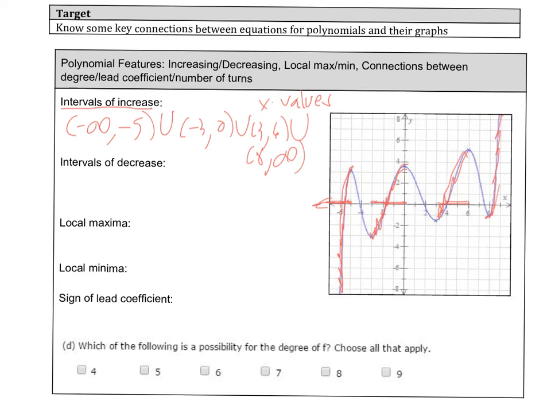So go ahead and pause the video and try to write the intervals for decrease. And when you unpause the video, you'll see my answers staring you in the face.